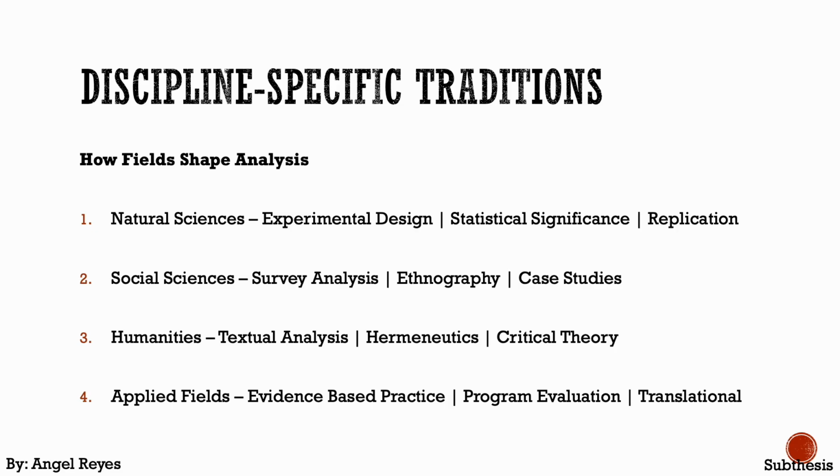Humanities focus on textual analysis, hermeneutics, and critical theory. Literary scholars analyze texts for meaning. Historians interpret documents in context, and philosophers engage in conceptual analysis. These fields rarely use statistics, but have rigorous traditions of argumentation and interpretation. A historian analyzing primary sources uses different evidence standards than a chemist, but both follow systematic analytical procedures within their traditions.